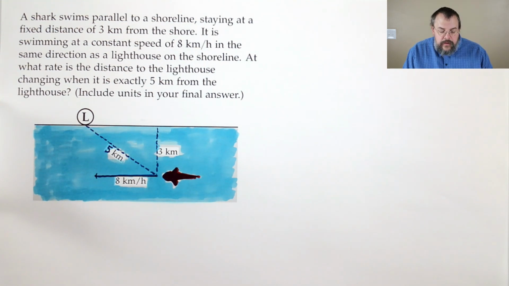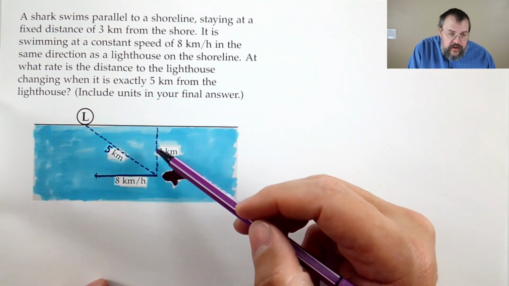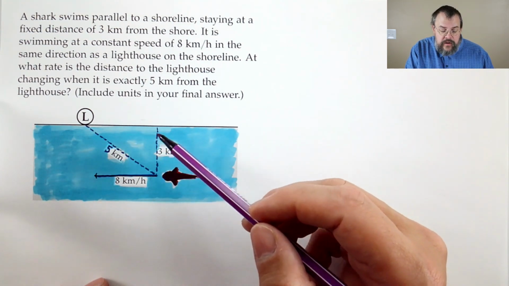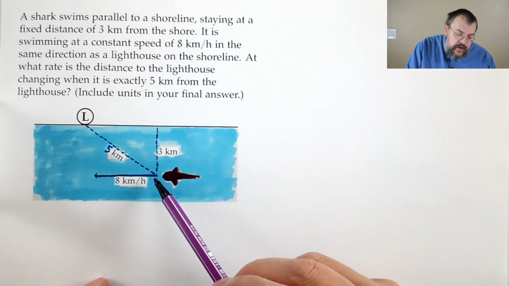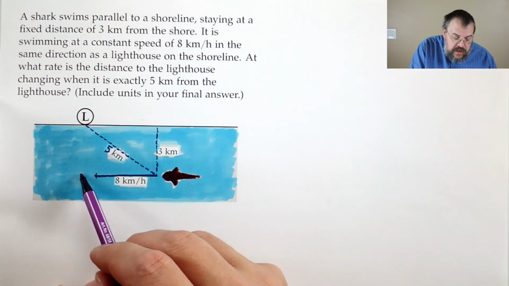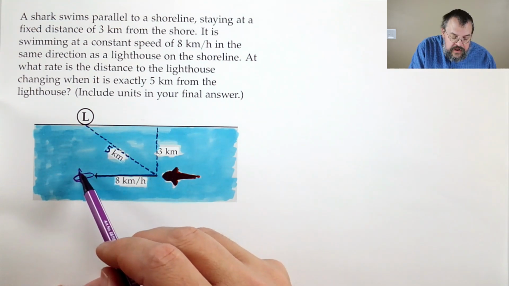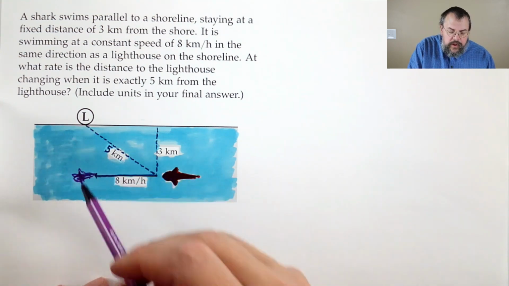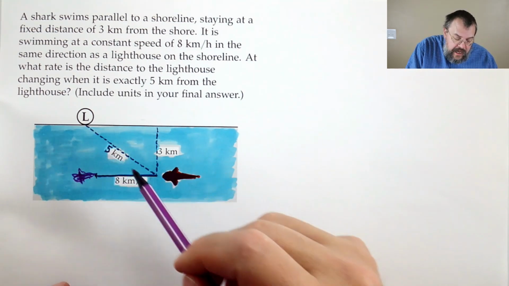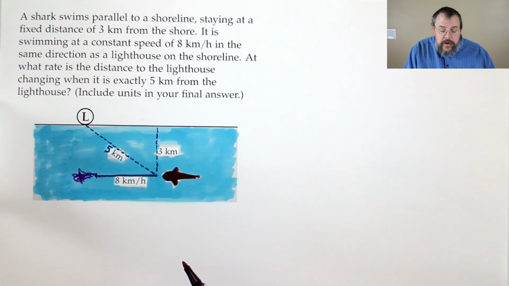Okay, so we think about what's changing. Some things aren't changing. This distance here from the shoreline, that's not changing. That's fixed. This distance to the lighthouse, well, that will change. By the time the shark gets over here, it's going to be only 3 kilometers away. Currently, it's 5 kilometers away. So the distance to the lighthouse changes. So that length varies.